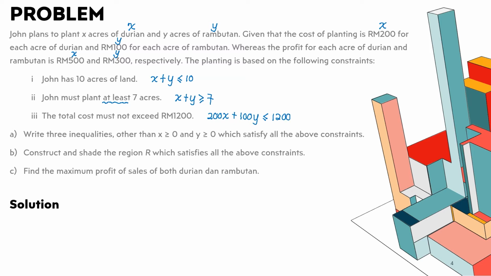So actually this is the answer for question A. Write 3 inequalities other than x greater or equals to 0 and y greater or equals to 0 which satisfy all the above constraints. So here is our constraint for question A. For question B, we will construct and shade the region R which satisfies all the above constraints. And finally, we will find the maximum profit of sale of both durian and rambutan.